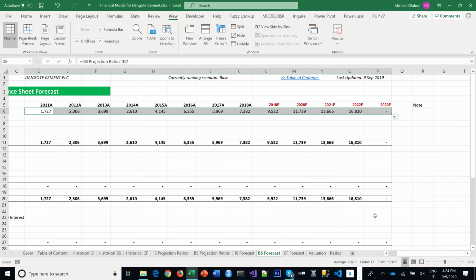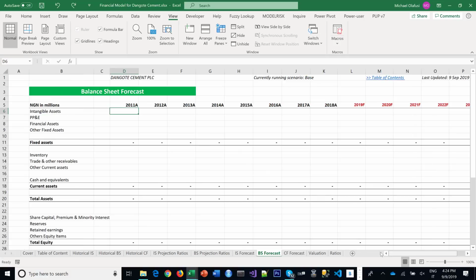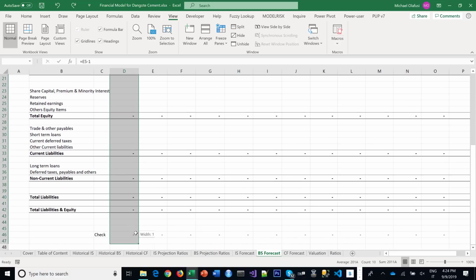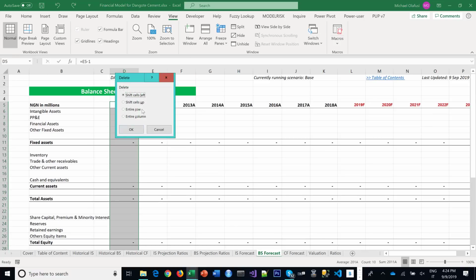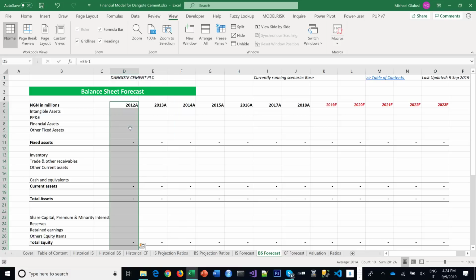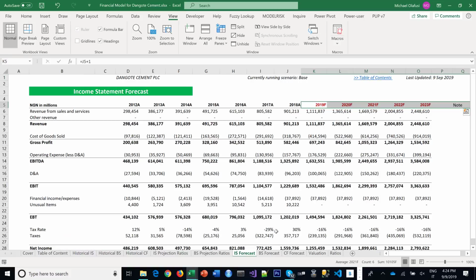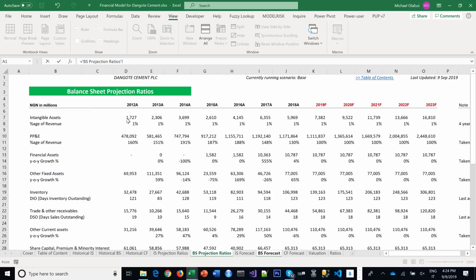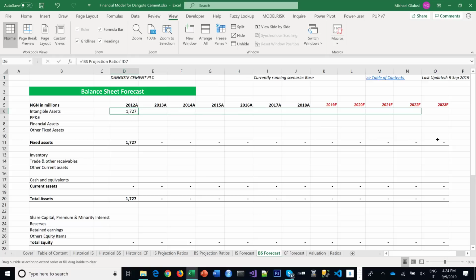What's wrong with, oh, I need to take out 2011. We don't have 2011 in the forecast. I'm going to take this out. On the projection side, I didn't start from 2011. We started from 2012. Okay, so I redo this now. In the balance sheet projection ratios, intangible assets, I pick it and then I take it into the future.